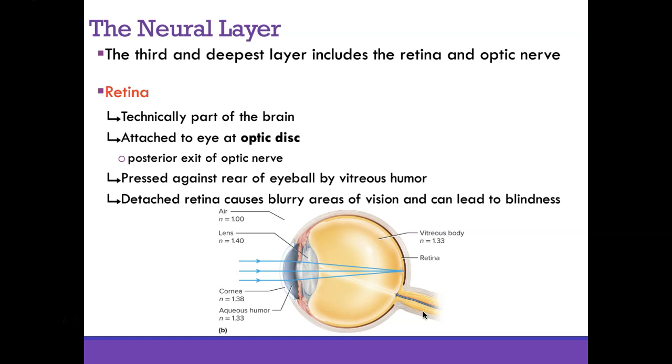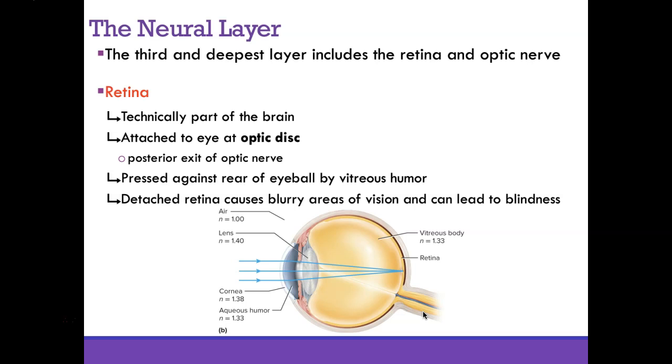If you get a detached retina from an injury, that could cause blurry areas of vision and can cause blindness. Think of an example of when you're developing film, you have to press the film down on something, and it has to be a perfect seal, or else you're going to get an air bubble. Or even think of a screen protector. You have to put it flat against the screen.